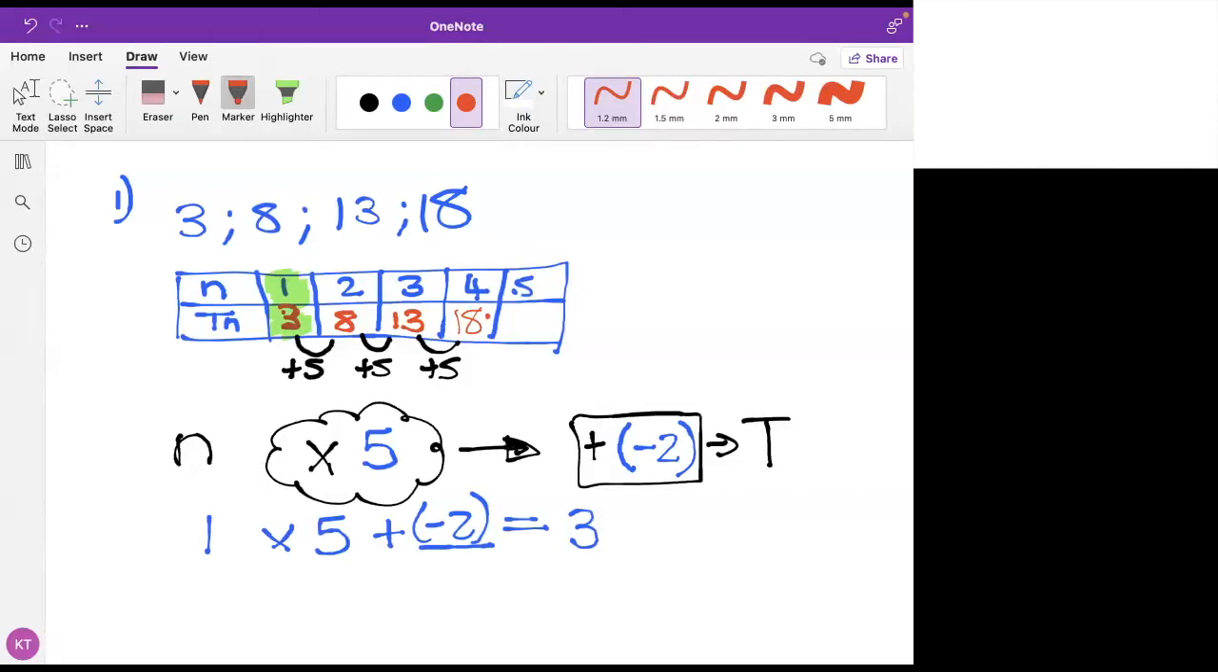For the first one, 1 times 5 gives me 5. And how do I get from 5 all the way to 3? What must I do? So I'm going to rub it out. This is what I had so far: 1 times by 5 plus something equals 3. So what must I do to 5 to get to 3? Maybe subtract, I think. Good. You subtract. And what must you subtract? 2. Okay. That's it.